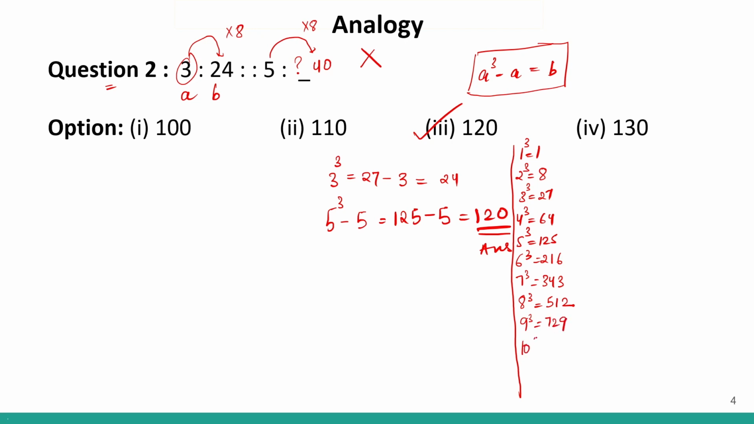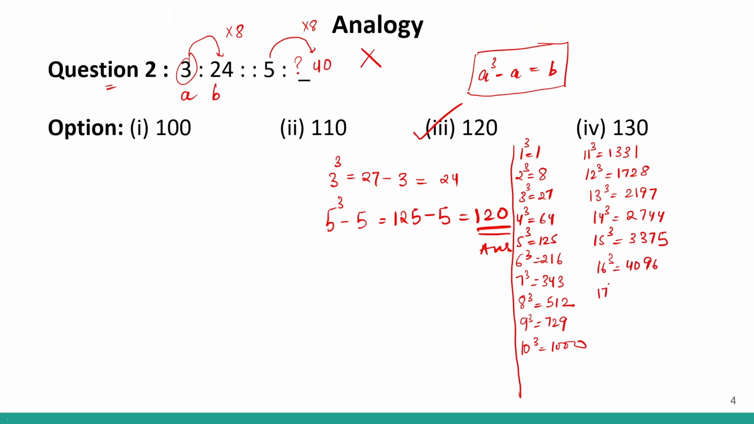9 cube is 729. 10 cube is 1000. Correct? Then we have 11 cube, which is 1331. Then we have 12 cube, which is 1728. 13 cube, which is 2197. 14 cube is 2744. 15 cube is 3375.